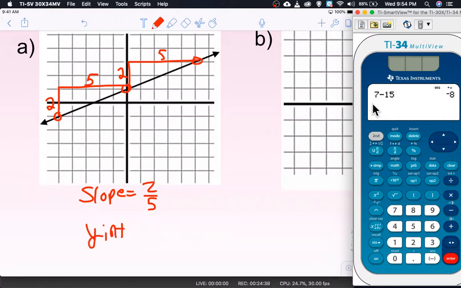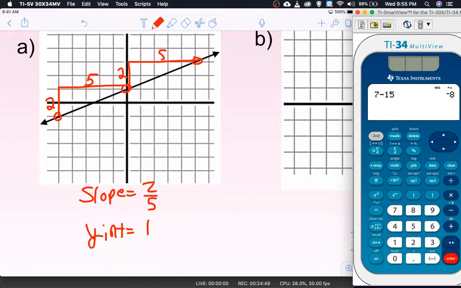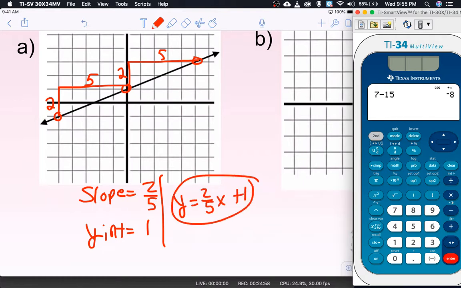My y-intercept of this line is where the line crosses the y-axis. Here's the origin, 0. It's crossing at positive 1. Which means the equation of this line is now simply y equals 2/5 x plus 1. And we're done. That's it.